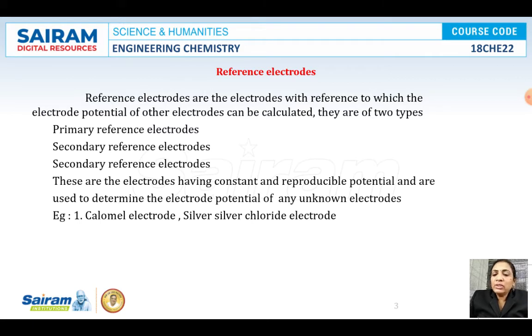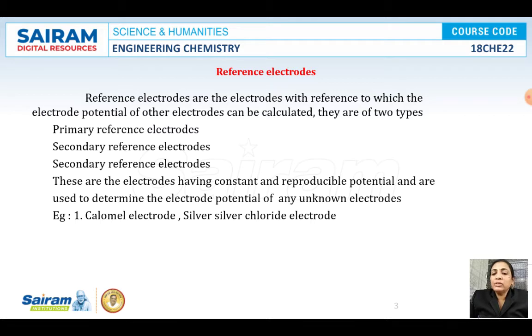Then why are we not using these primary reference electrodes? Why are we using secondary reference electrodes? That is because in the case of the standard hydrogen electrode, it is difficult to maintain the concentration of the hydrogen gas at unity. Because of the impurities present in the hydrogen gas, the platinum may get poisoned. The next reason is that the electrode potential varies with the variation of temperature. So because of these reasons, the primary electrode, that is the standard hydrogen electrode, is not used.